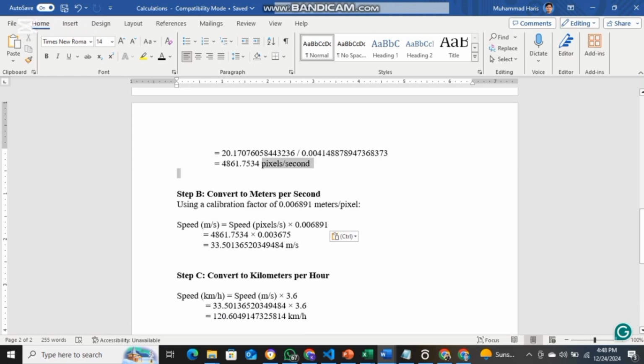We have got 33.5 meters per second. Converting into kilometers per hour, we multiply by 3.6. So we will get 120 kilometers per hour. So now we have verified that the calculated and recorded speeds are actually equal.